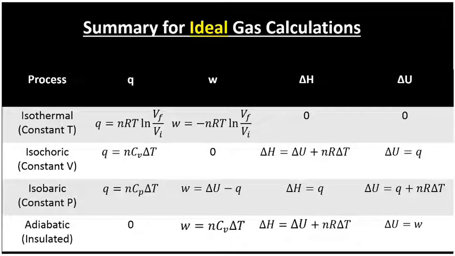Here you can see a quick summary of all the different equations that we've used as we've calculated Q, W, delta H, and delta U for these different processes with ideal gases.